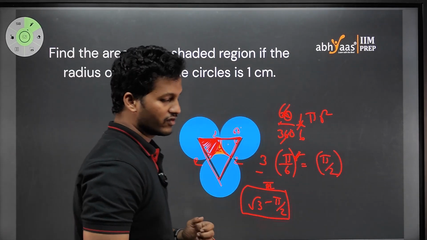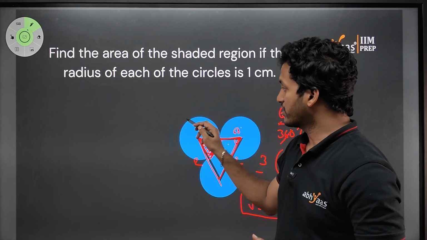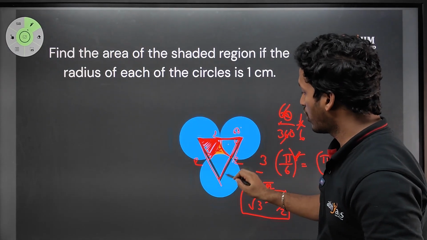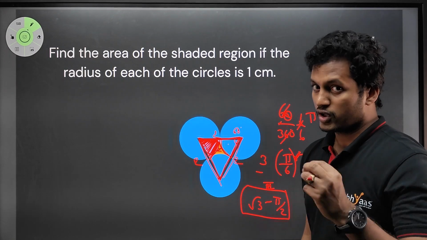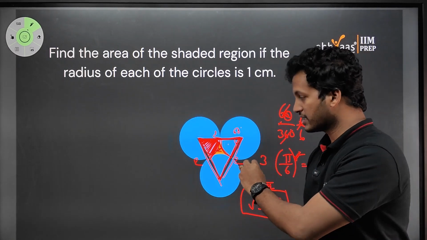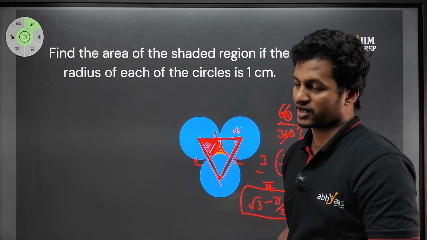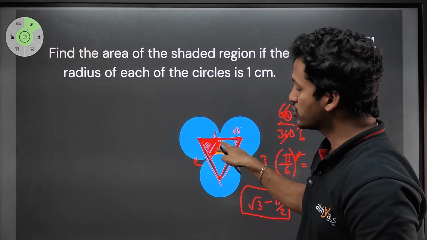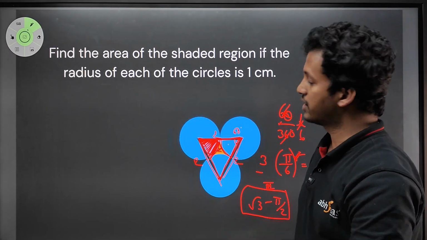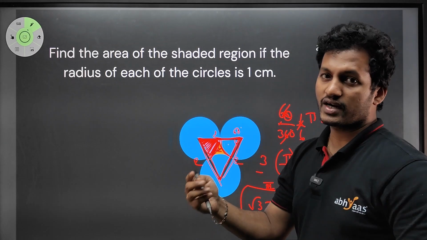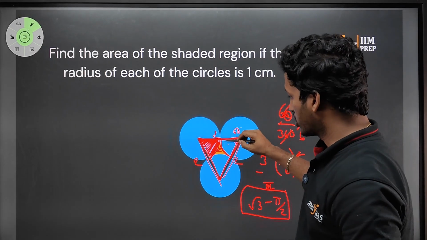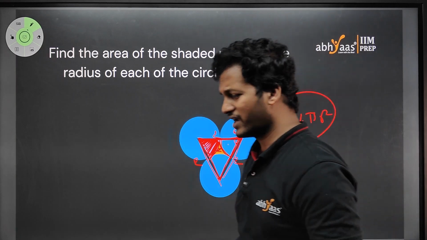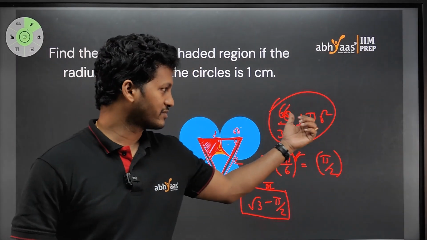So remember what we have done? We have taken the area of each circle, and along with that we found the area of this triangle, because it is an equilateral triangle. We got its area through half base into height. From that we removed the 3 portions of the circle which are covering it. So we got the shaded area by finding the area of the sector, based on how much angle it has made.